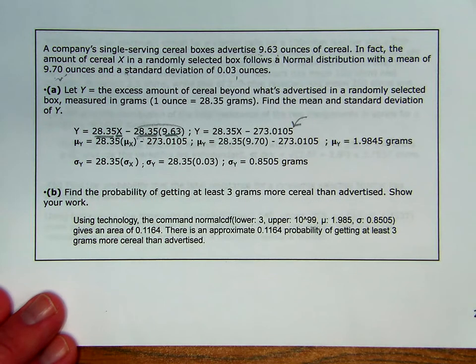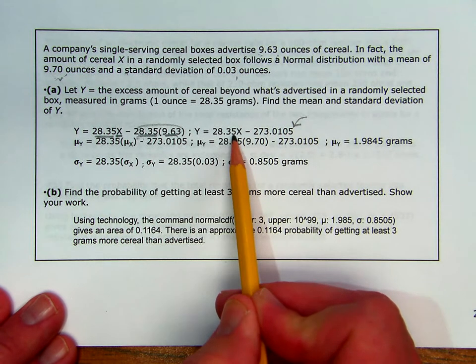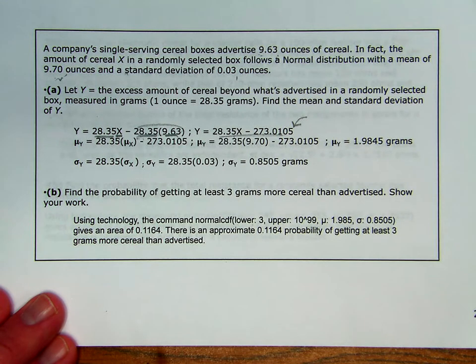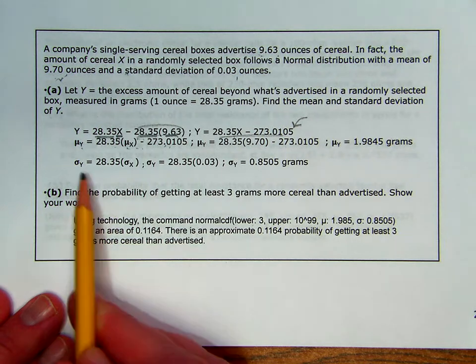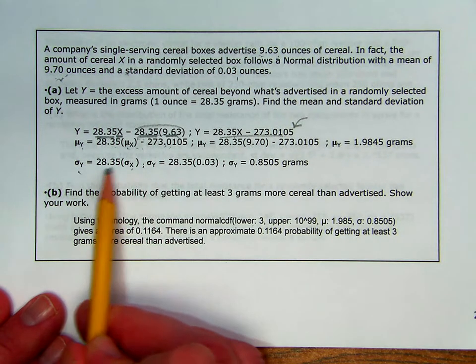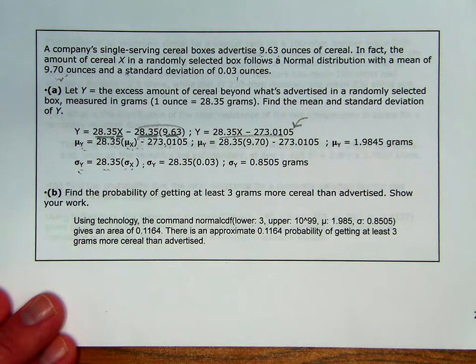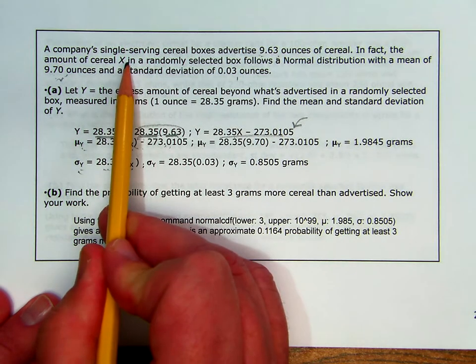So there is our new distribution. Looking at the difference between what you get and what's expected and converting that into grams, this is our new distribution. So the mean is affected by both the multiplication and the subtraction. The standard deviation is affected just by the multiplication. Make sure you have your subscripts to indicate what's what. X is what you actually get.